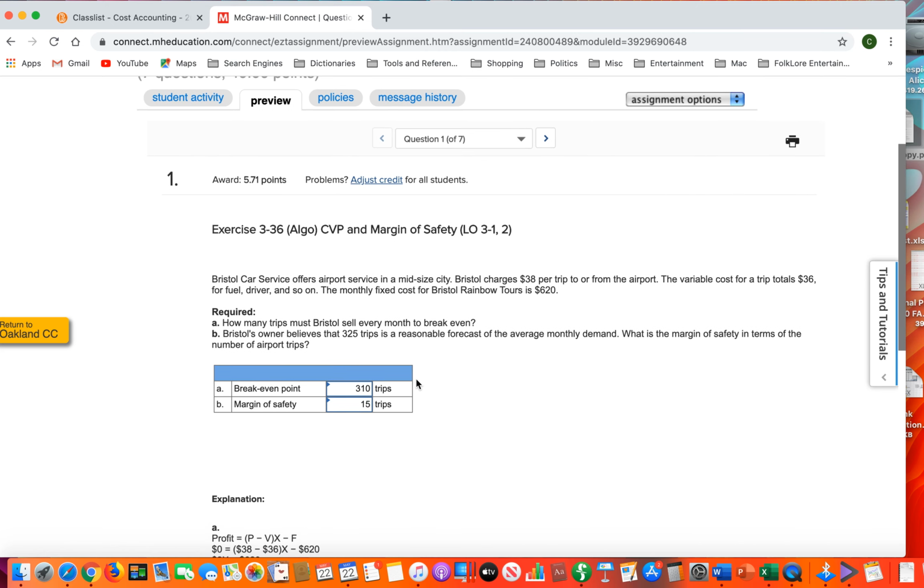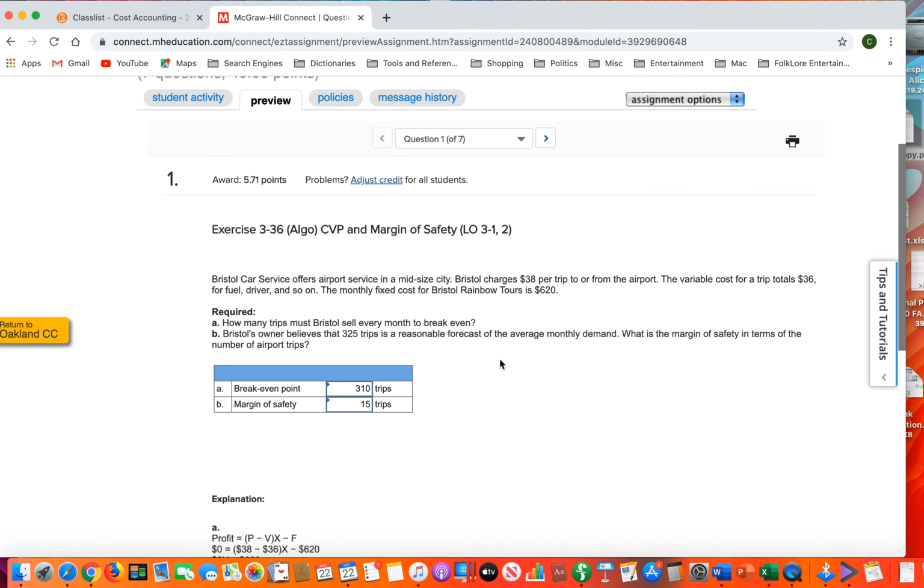Now it says, the owner believes that 325 trips is a reasonable forecast. What's the margin of safety? Don't forget the margin of safety is the number of trips above the break-even point in trips, or the number of sales dollars above the number of sales dollars of break-even.